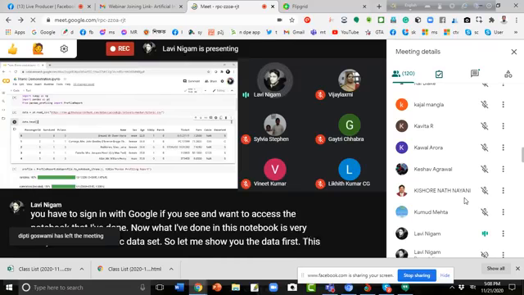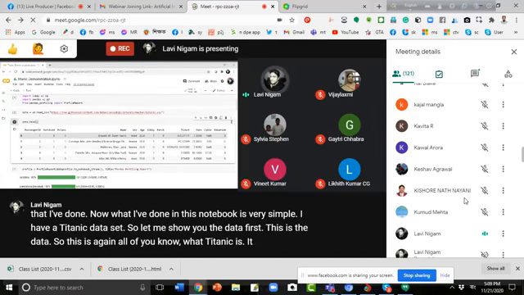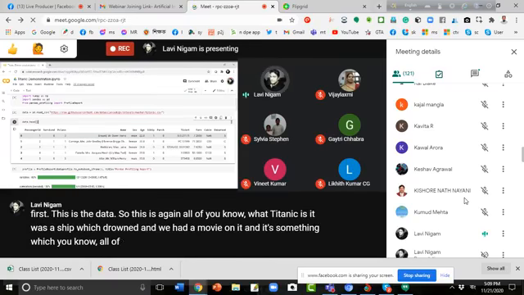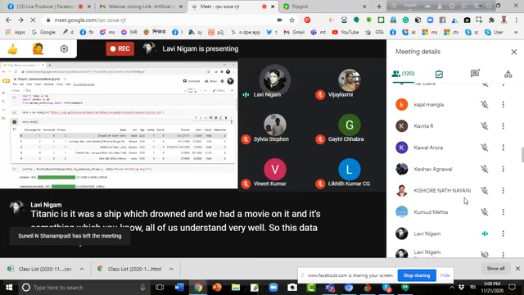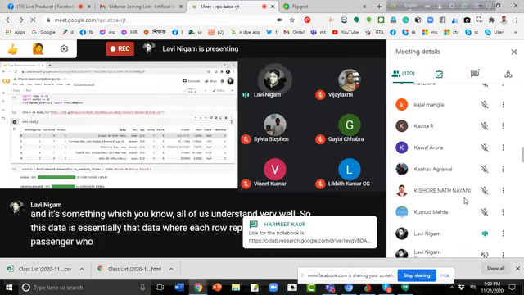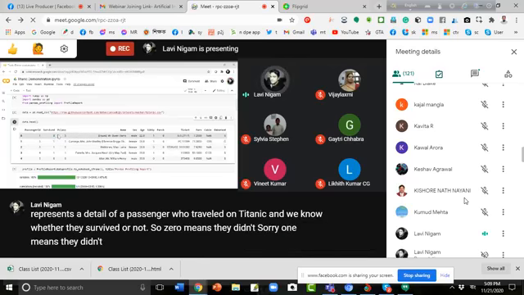This is the data. All of you know what Titanic is. It was a ship which drowned, and we had a movie on it, and it's something which all of us understand very well. So this data is essentially that data where each row represents a detail of a passenger who traveled on Titanic, and we know whether they survived or not. So zero means they didn't. Sorry, one means they didn't survive. Zero means they did survive.